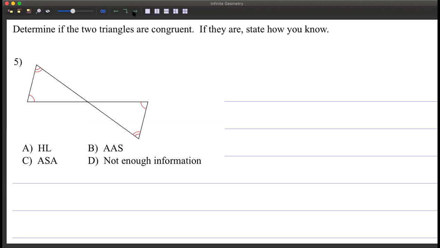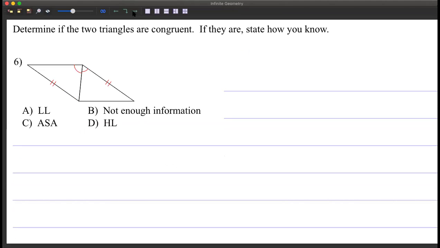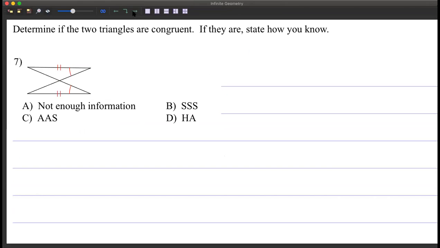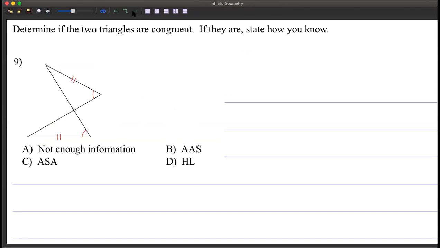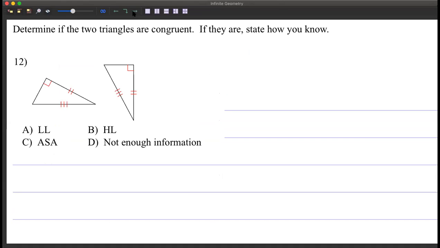Okay, let's see if we can get to, I'm going to speed ahead a little bit and see if I can pick one like what I want. Okay, this one.